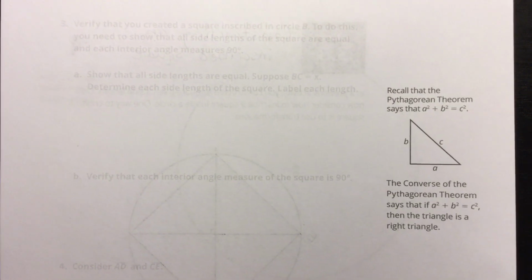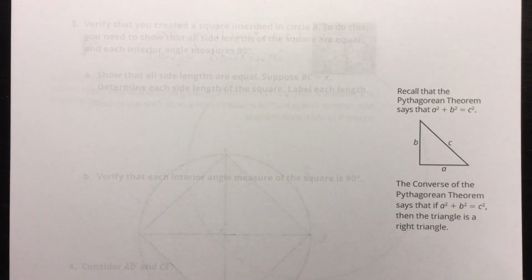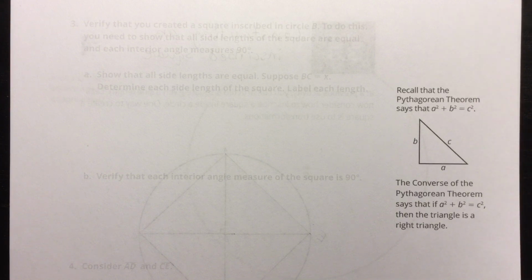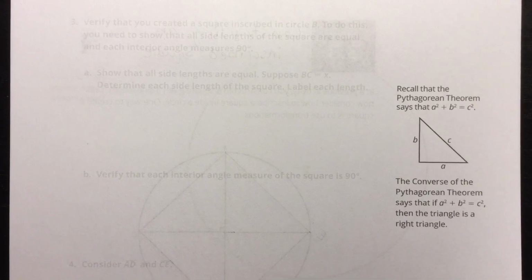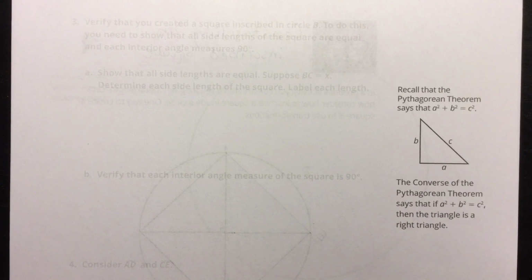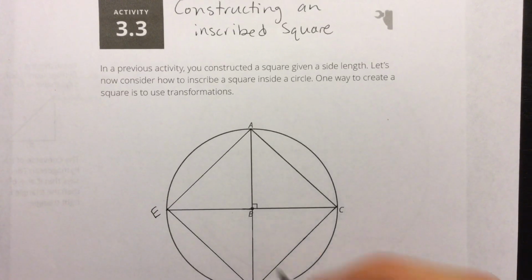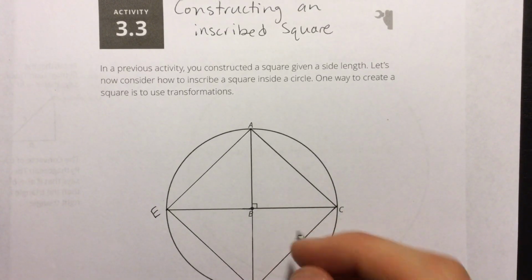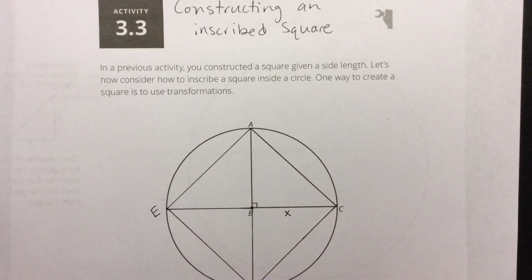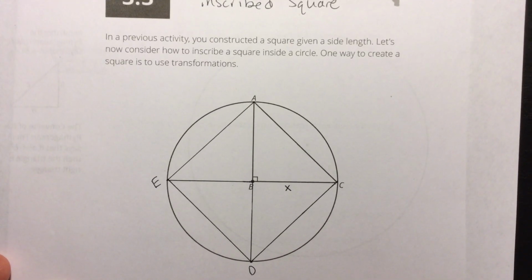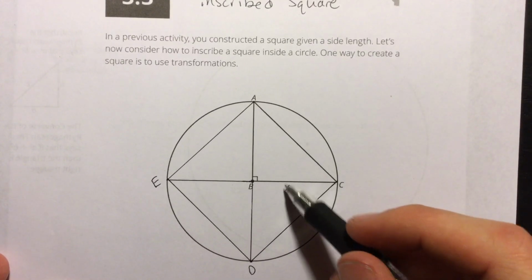Okay, number 3 says verify that you created a square inscribed in circle B. To do this, you need to show that all side lengths of the square are equal and each interior angle measure is 90 degrees. So part A says show that all side lengths are equal. Suppose that BC, so the length BC, is equal to x. Determine each side length of the square, label each length. So what I'm doing now is I'm assuming the length of this, I'm not actually measuring it. I'm just going to go ahead and say that this is length x. And I want to know what the length of AC is in terms of this x value.